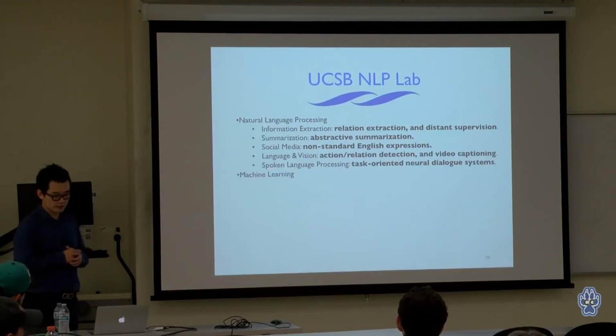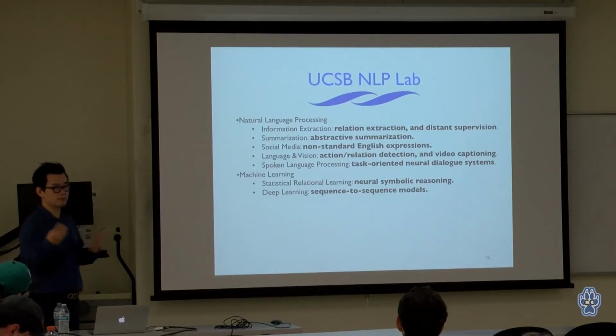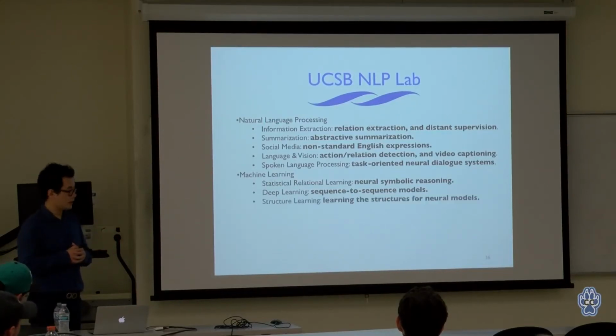In the machine learning aspects, we've been looking at statistical relation learning, so this is a specific area in machine learning, and also been looking at deep learning. How do you build the sequence models, for example, to do summarization and this kind of related tasks. Structural learning is about learning the structure for neural networks, so this is another key thing we've been looking at.